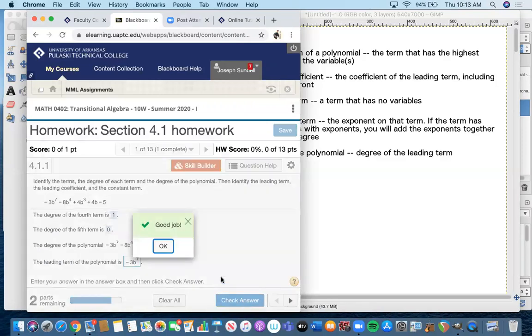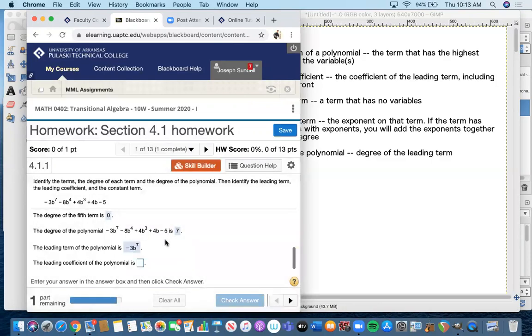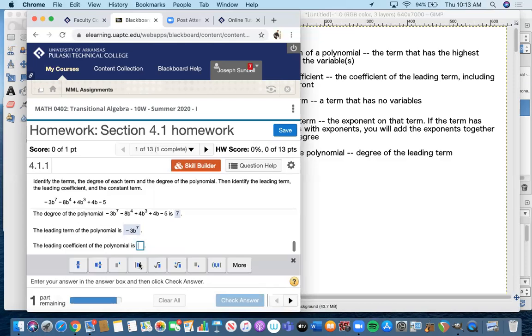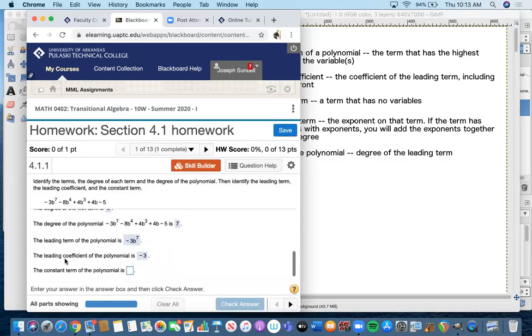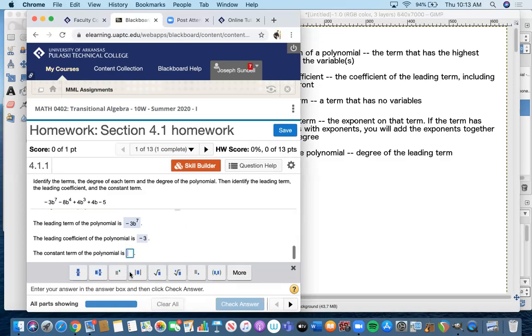So that's all they want us to do. Oh no, there's a couple more things. The leading coefficient, that's going to be the number on this leading term. The number on that leading term is negative 3. The variable is b to the 7th. The number in front there is negative 3. And then this is the last thing. The constant term of the polynomial, it's going to be that negative 5 on the end. So I'm going to say negative 5.